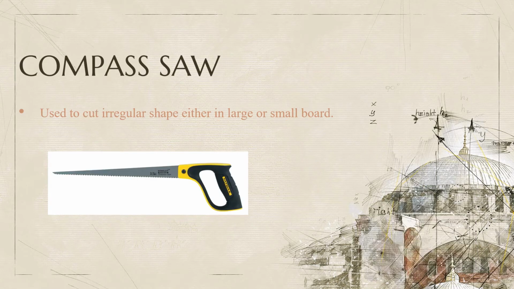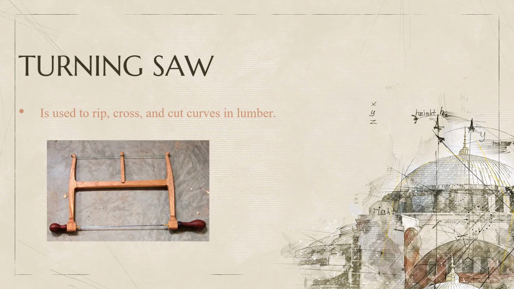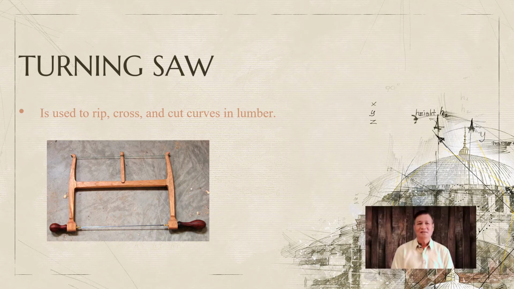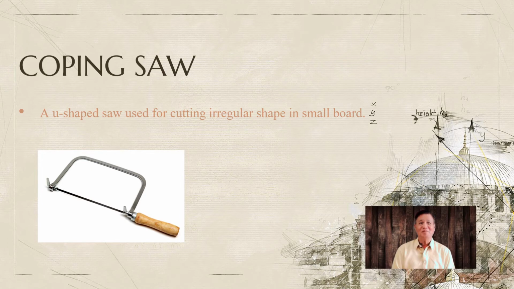Next is the compass saw. A compass saw is used to cut irregular shapes in either a large or small board. Next is the turning saw. A turning saw is used to trim, cross, and cut curves in lumber. There is also the coping saw, a U-shaped saw used for cutting irregular shapes in a small board.